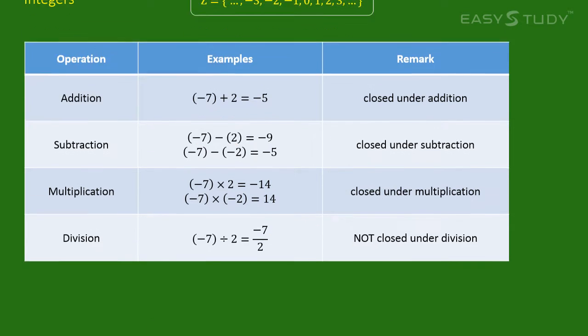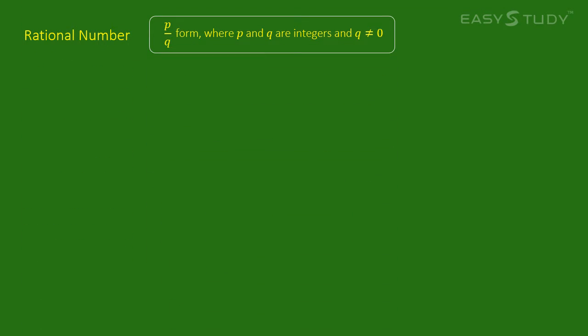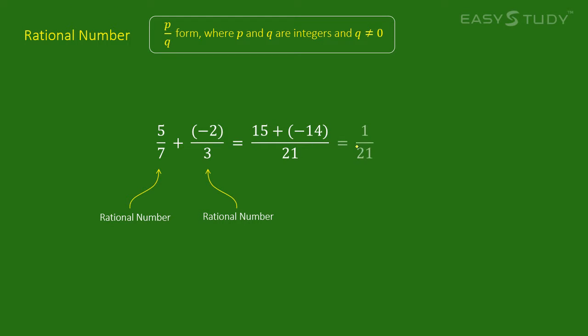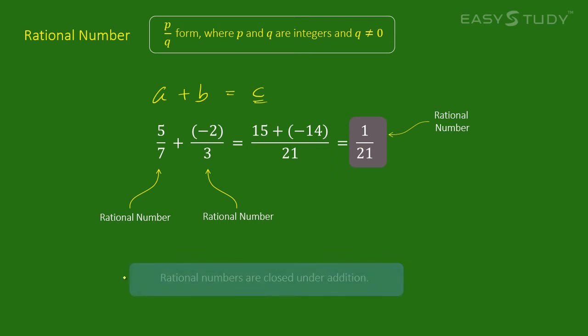Alright, let's check the closure property for rational numbers. Rational numbers are numbers of the form p by q, where p and q are integers and q is not equal to 0. If we add two rational numbers, 5 by 7 plus minus 2 by 3, the result is also a rational number, 1 by 21. If you add two rational numbers a and b, the result is always a rational number. You can try out a few rational numbers and verify. Hence, rational numbers are closed under addition.